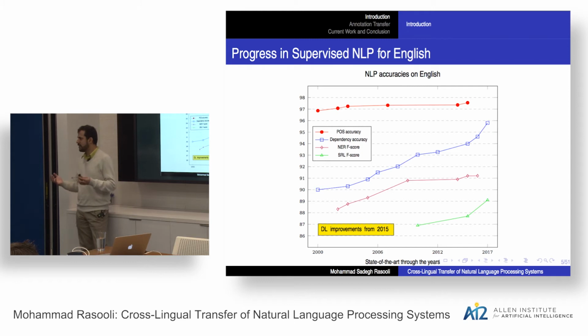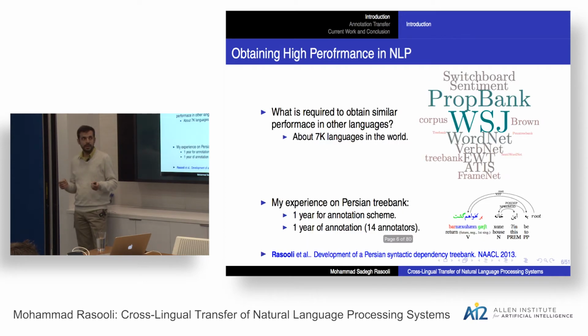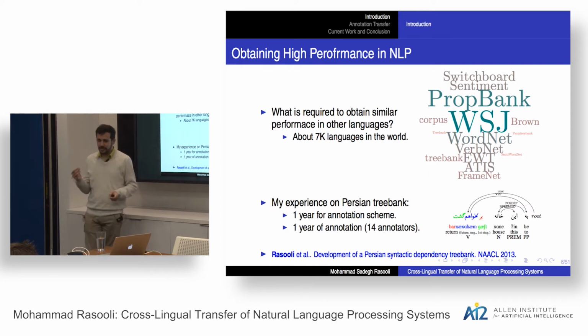That's a good indicator for us that we are solving something in NLP. But the question is, how about other languages? What I mean by other languages, I don't mean German, Spanish, French, because for these we also have good models. I'm talking about the 7,000 languages in the world. For these kinds of languages, in an ideal setting, what we really need is the same data sets that we have in English, such as Wall Street Journal, Prop Bank, Brown Corpus, ATIS Corpus, Switchboard, WordNet, VerbNet, and so on and so forth.